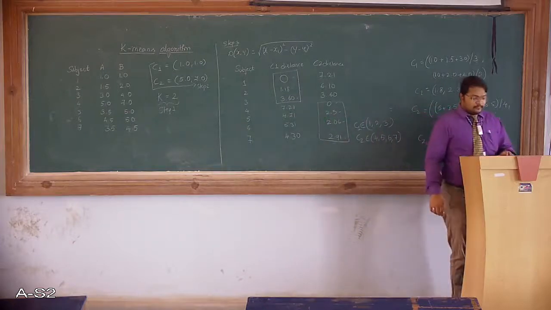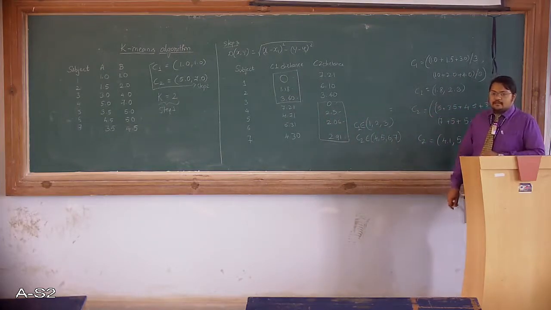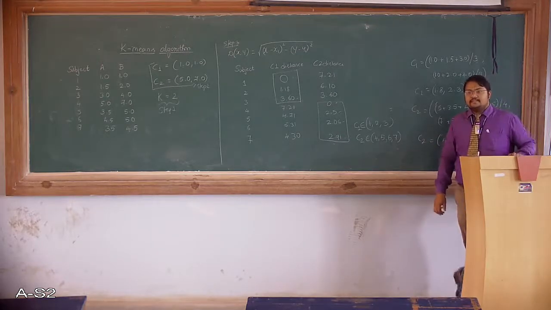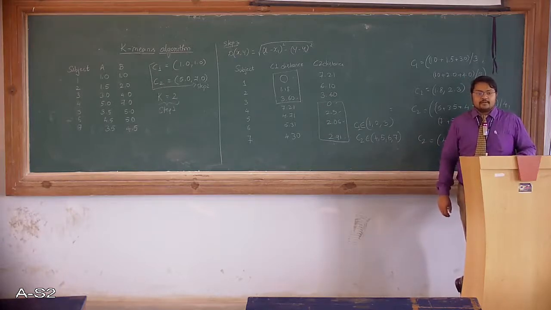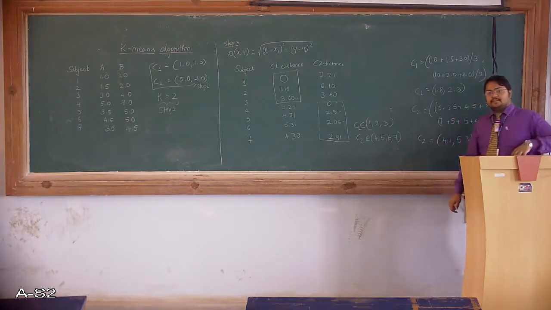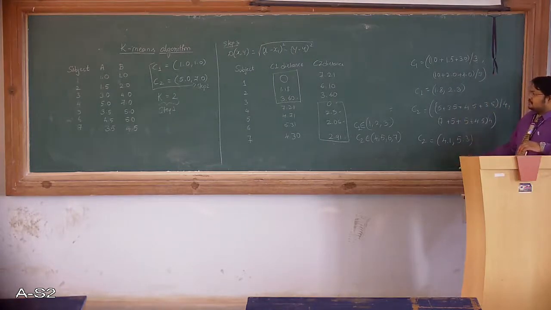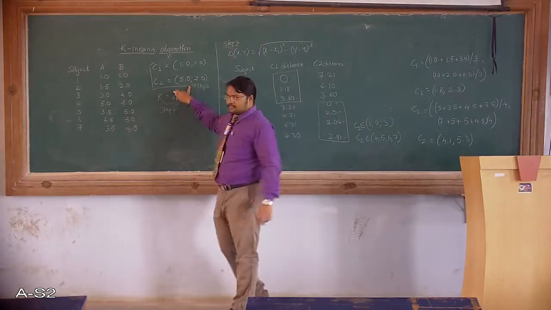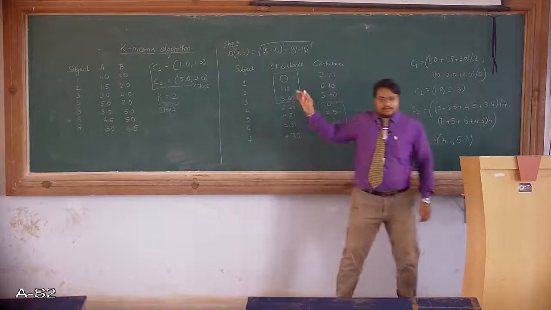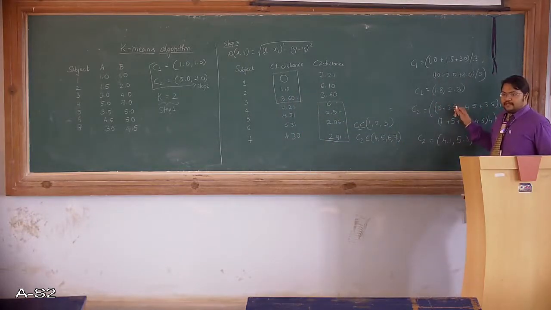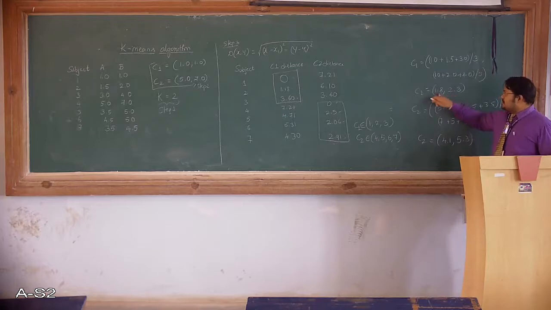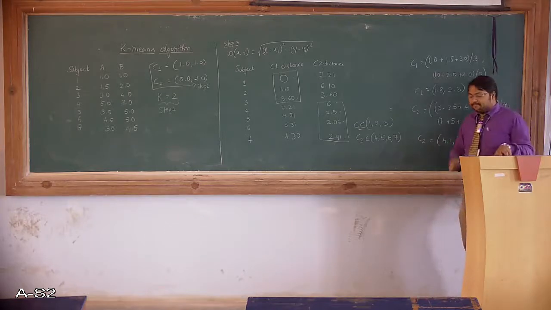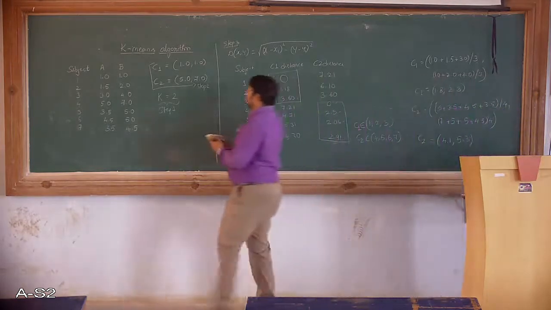Now this is the first iteration. I said k-means is an iterative refinement method. So here we are going to perform the second iteration by considering these two as the new clusters. Initial clusters we had considered 1.0 and 1.0, 5.0 and 7.0. Now after computing all these steps, we have the new initial clusters: C1 is equal to 1.8, 2.3, C2 is equal to 4.1 and 5.3. So now we are going to change this.